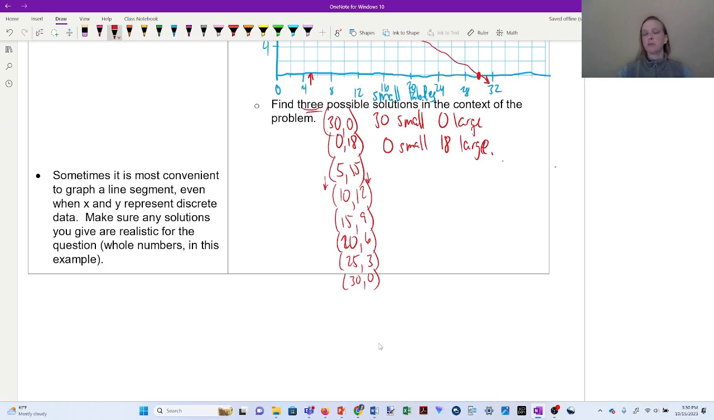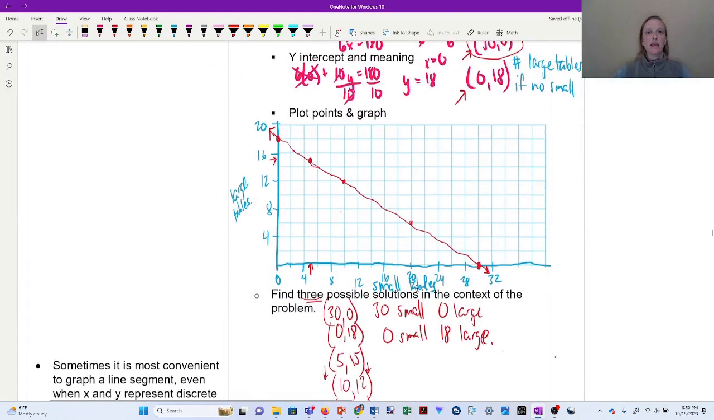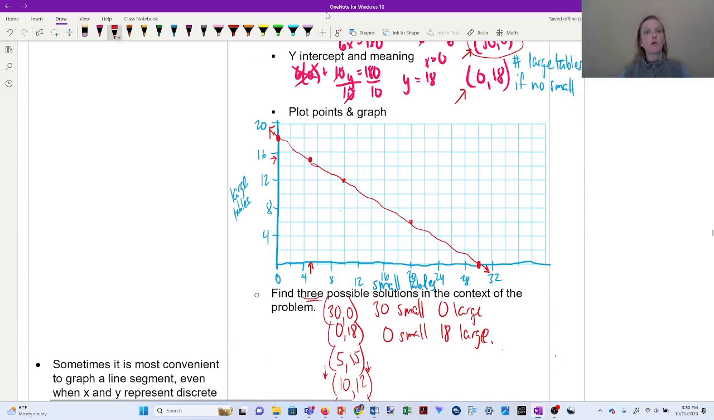So those are all possible solutions in the context of the problem. Again, you can either pull those off the graph if you've graphed it very carefully, or you can use the least common multiple to help you find those other data points. And of course, you can check them by going back and plugging them into the original equation. So if I have x equals 5 and y equals 15, 6 times 5 plus 10 times 15 equals 180. And sure enough, 30 plus 150 is 180. So that answer does check out.